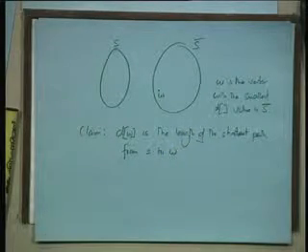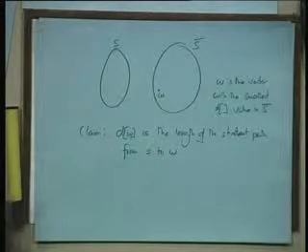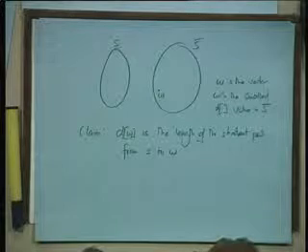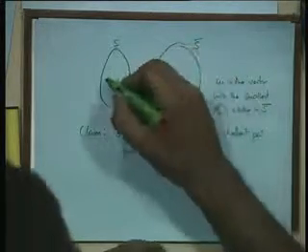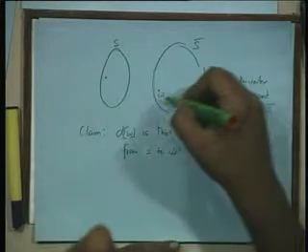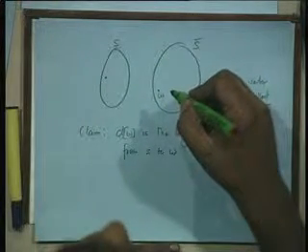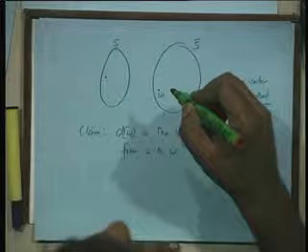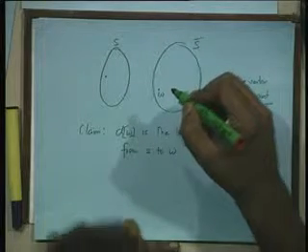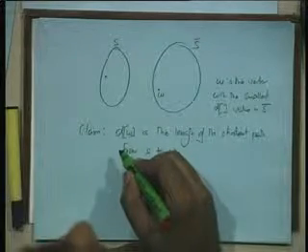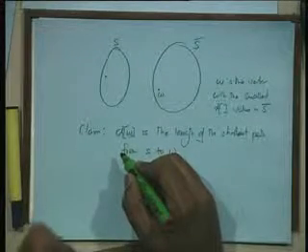Well, proof by contradiction. Suppose this is not true. Now, if this is not true, what does that mean? That there is a shorter path from S to W. Shorter than what? Shorter than dw. What will that path do?